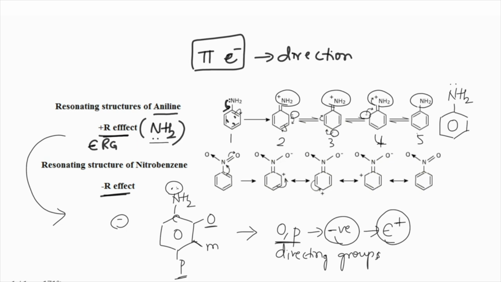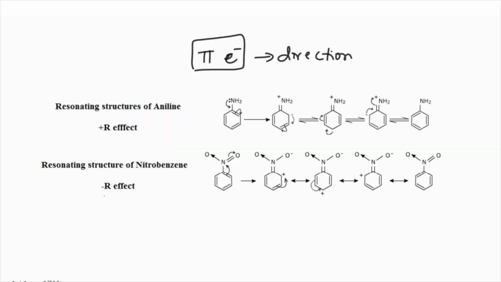What is the ortho position? This is the first carbon that is attached to NH2. This is the second carbon, third, fourth, fifth and sixth. So the 1,2 position is called ortho, the 1,4 position is called para, and the 1,3 position is called meta. These are the three different positions, and negative charge is developed only at ortho and para positions.